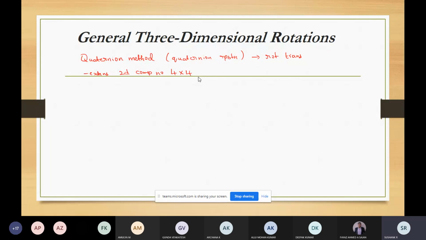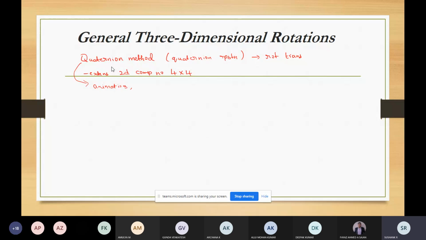Where do we use this? It will be used in animations, because animation requires complicated motion sequences. That's why the quaternion method is used in animation.